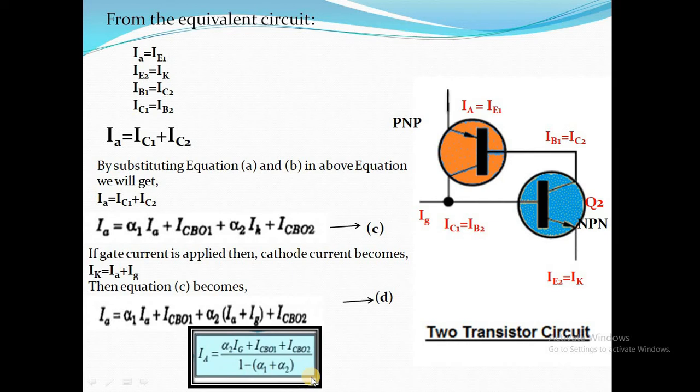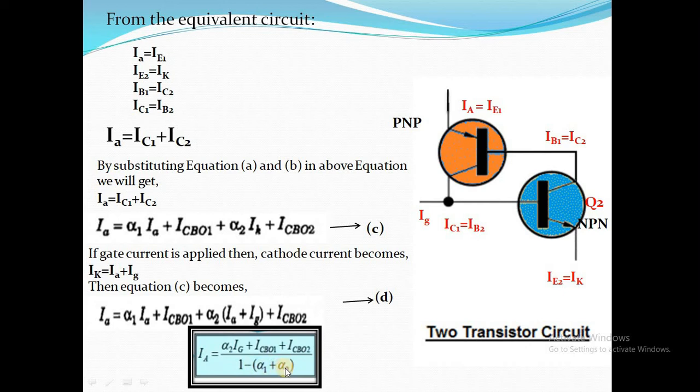Here alpha 1 and alpha 2 are the current gains of both the transistors. Suppose alpha 1 plus alpha 2 is too low, then this denominator will be high, and if the denominator is high, then the anode current will be low, because these are inversely proportional here. That condition of an SCR is called the forward blocking state, or the forward off state. So the SCR is in the off condition.